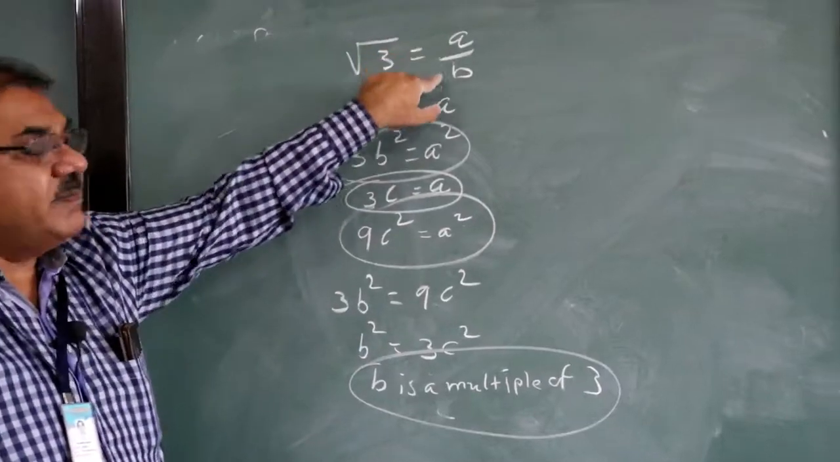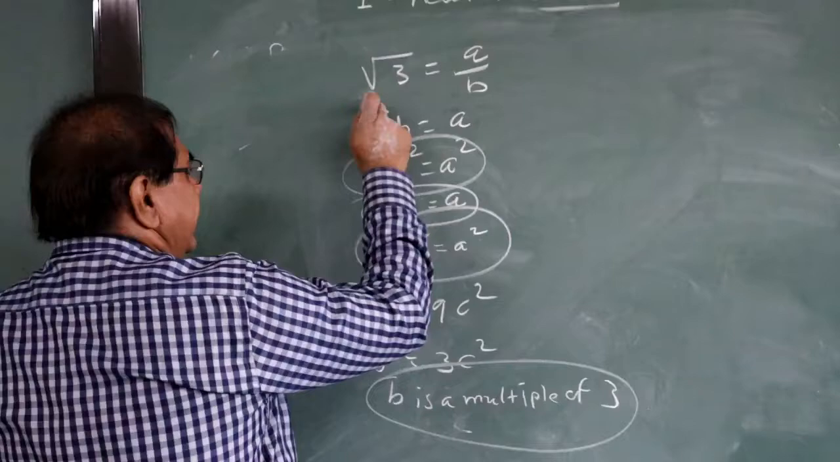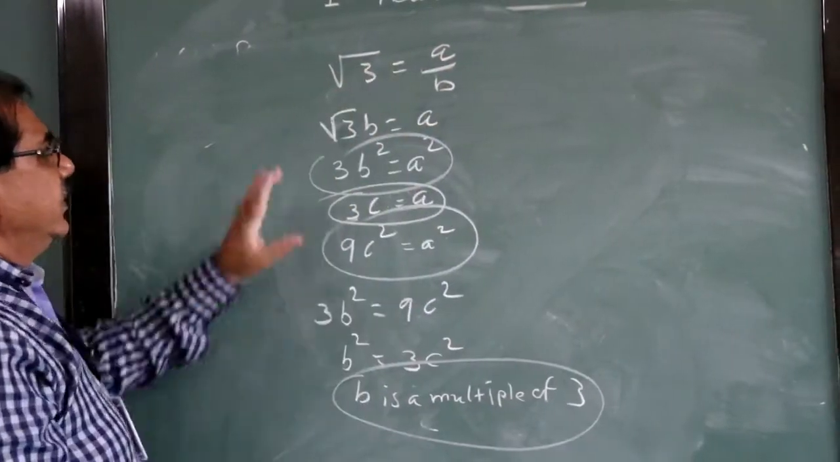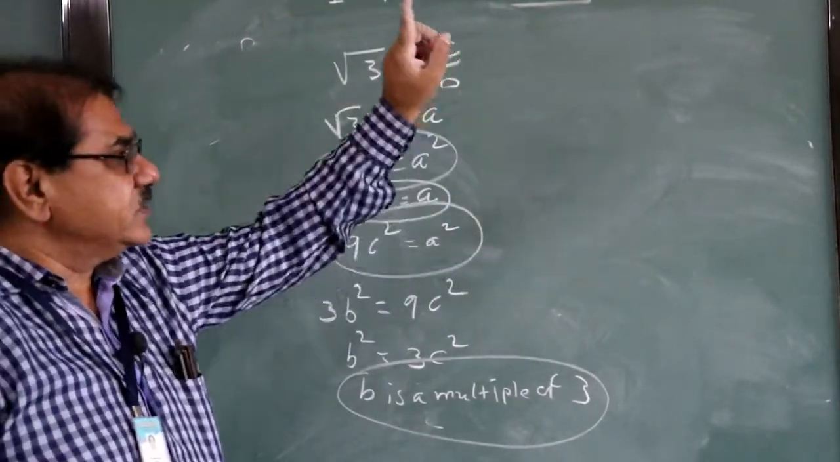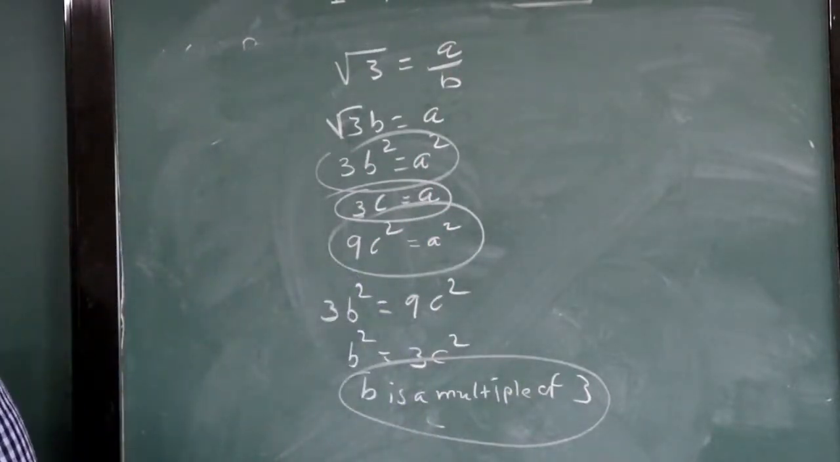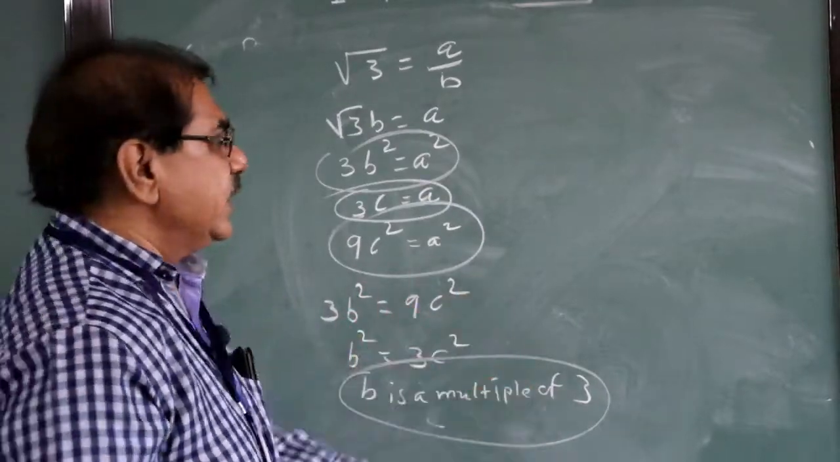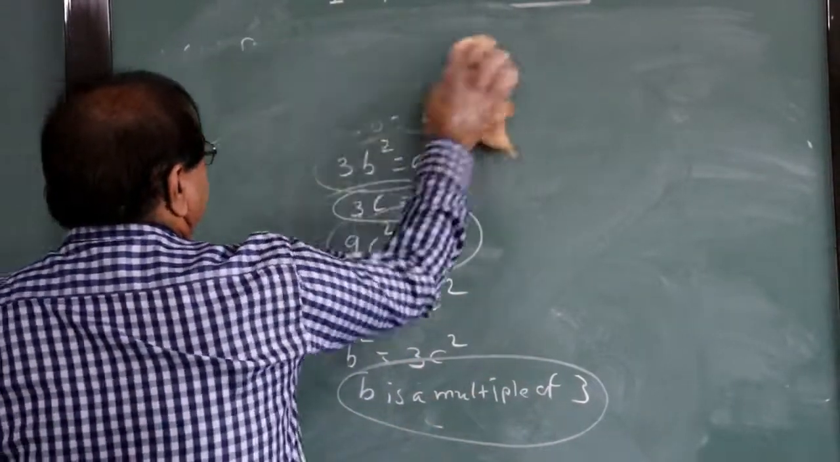So how can I say a and b are co-prime? So our assumption is wrong, that we assumed root 3 is a rational number. So root 3 cannot be a rational number. So root 3 is an irrational number. So this is how you can give the proof for root 2, root 3, root 5, root 7 to be irrational numbers.